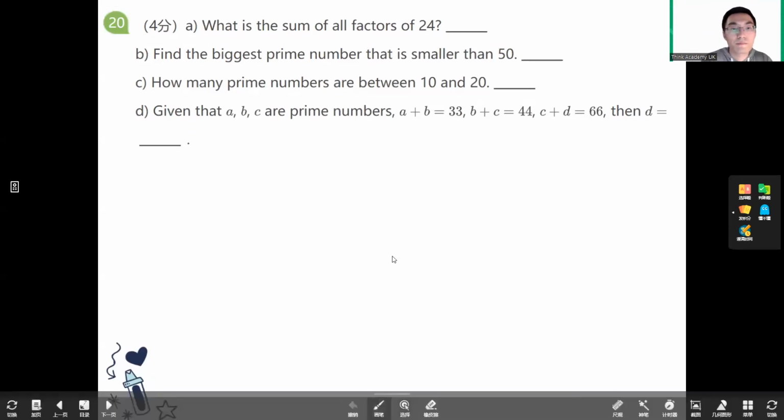Right, it's working again. So given that A, B, C are prime numbers, A plus B equals 33, B plus C equals 44, C plus D equals 66, then what is D? D, we don't know if it's a prime number or not. The answer for this one is 4.